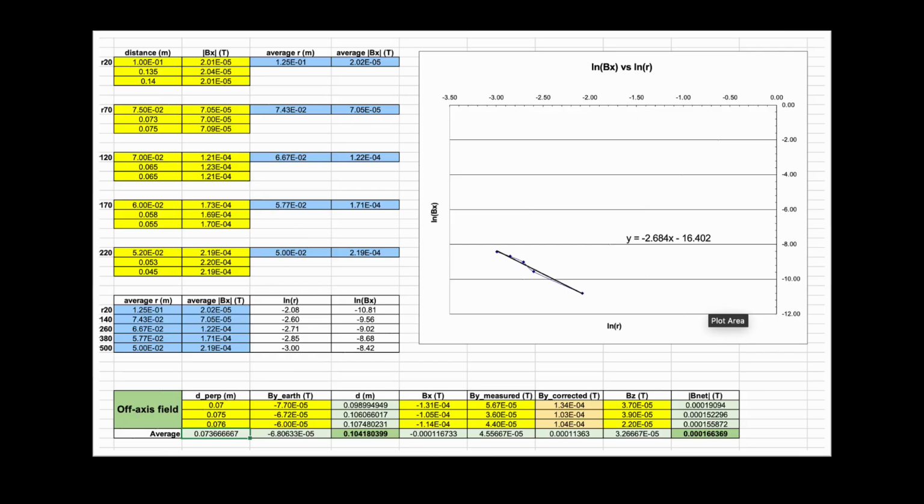So, looking at our data, those were all the averages. In the blue, you can see the average locations for each average Bx value, and then that gave us the equation with the slope of negative 2.684x, that's your n times x, minus 16.402, minus 16.402 being ln of k. And then we got a B net value of 0.000166. We'll get to that in a minute.